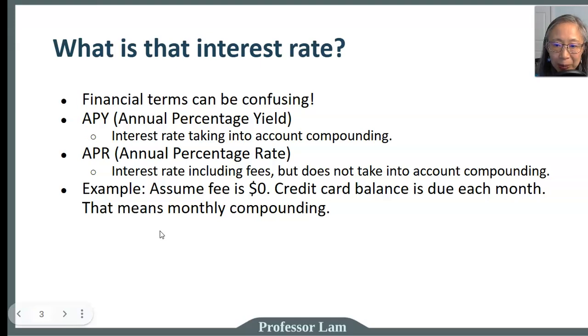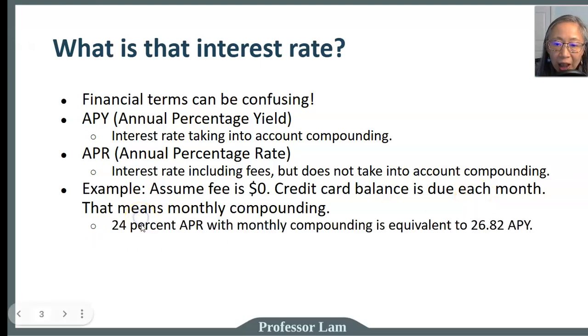Let's take a look at an example. Let's say if fee is $0, then credit card balance is due each month. This means monthly compounding. A 24% APR with monthly compounding is equivalent to a 26.82% APY. We'll go over this calculation in a minute. Most importantly is to understand the difference between the two.